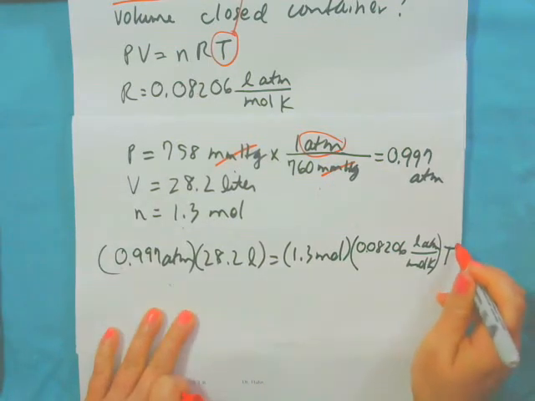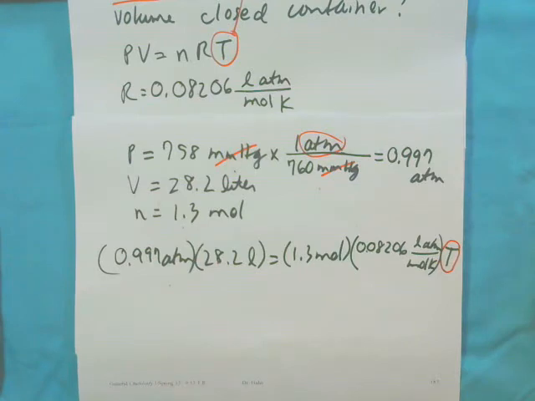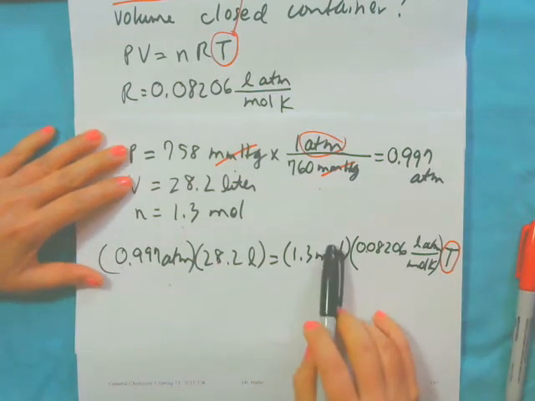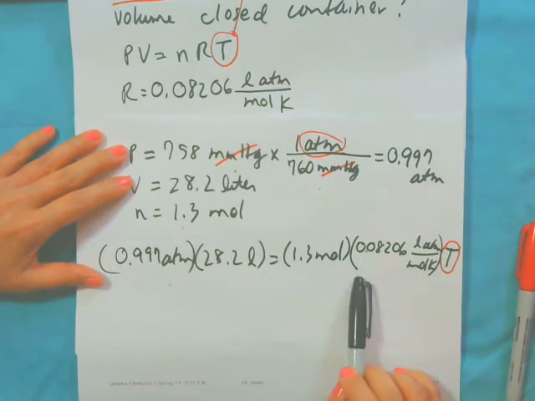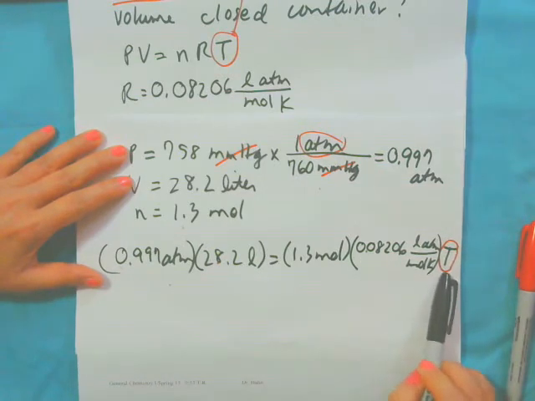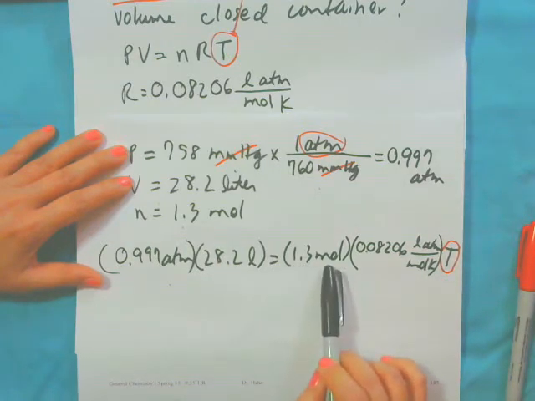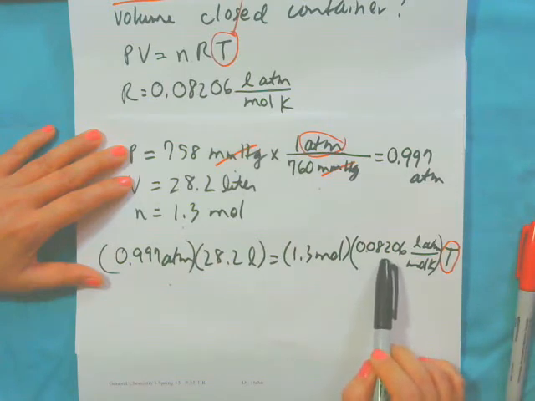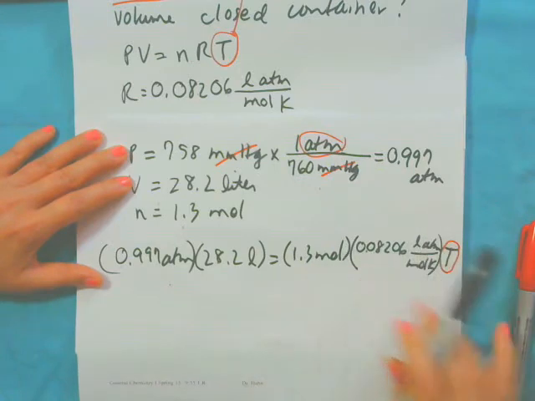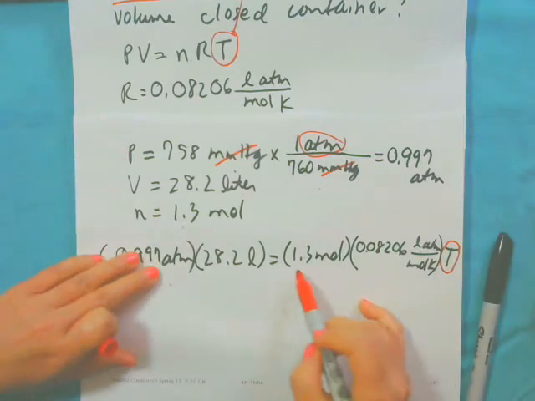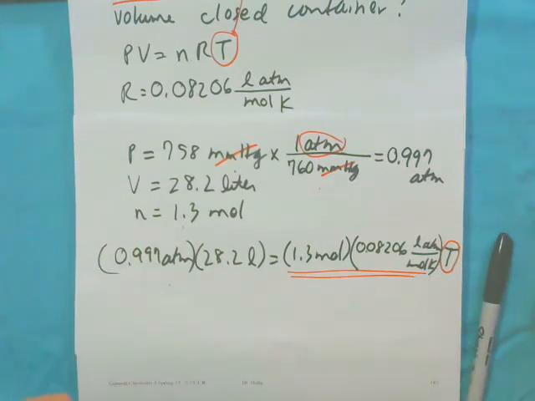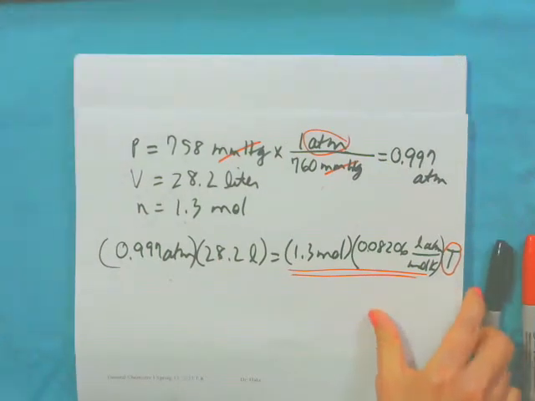All right. So we're going to do a little bit of algebra where we end up with the final T. So whatever you do to the left side, you also do to the right side of the equation. And we would like to have T by itself. So if I want T by itself, we're going to divide both sides of the equation by 1.3 mole and 0.08206 liter atmosphere per mole Kelvin. So we're going to divide both sides by this little part right here. Okay, so let's go ahead and show that.